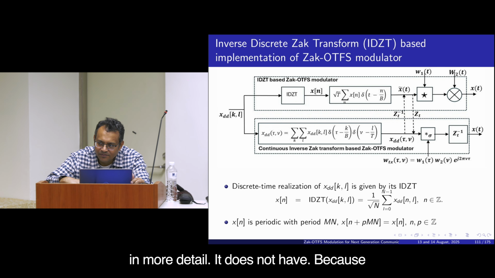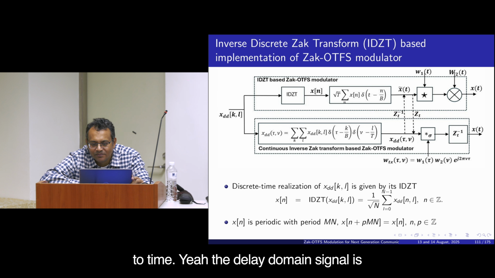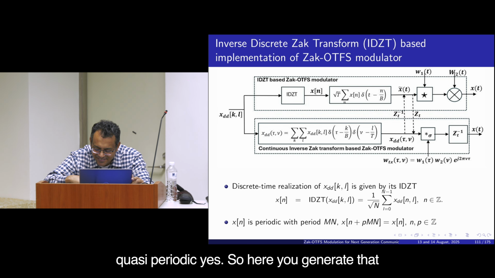Doesn't have an exponential term like DFT? Yeah, because it's not going from frequency to time, right? It's from the delay-Doppler domain to time. Okay? Maybe because it is quasi-periodic. Yeah, yeah. The DD domain signal is quasi-periodic, yes, yes.